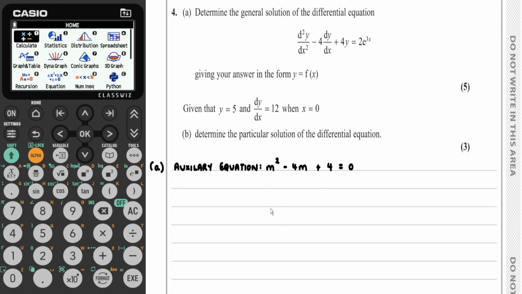On the left hand side, we can rewrite that as m subtract 2 all squared, and this will equal 0, meaning m is equal to 2. Here we have a repeated root, so the complementary function will be given by a plus bx multiplied by e to the 2x.